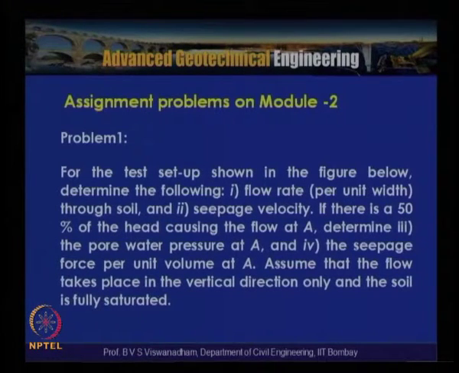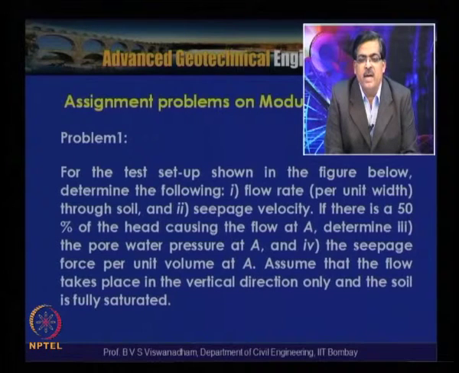If there is a 50% of the head causing the flow at A, determine 3, the pore water pressure at A, and 4, the seepage force per unit volume at A. Assume that the flow takes place in the vertical direction only and the soil is fully saturated.